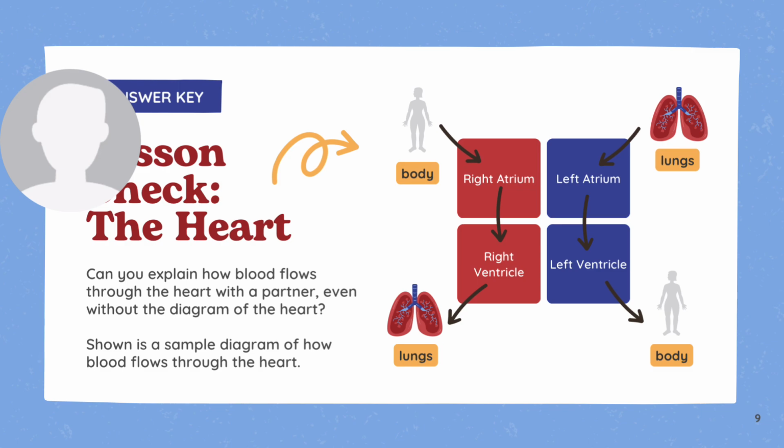This is how blood flows, that we can teach our friends to make it easy for them to understand. First, from the lungs to the left atrium, and then the left ventricle, then spread to the body. From the body, the blood goes to the right atrium, then the right ventricle, and then goes to our lungs.